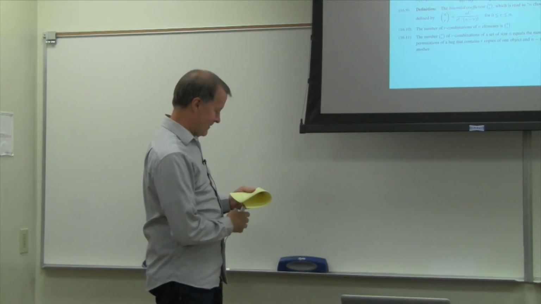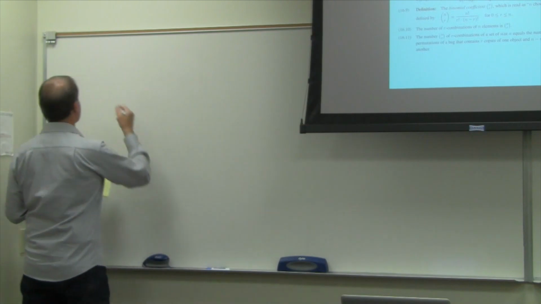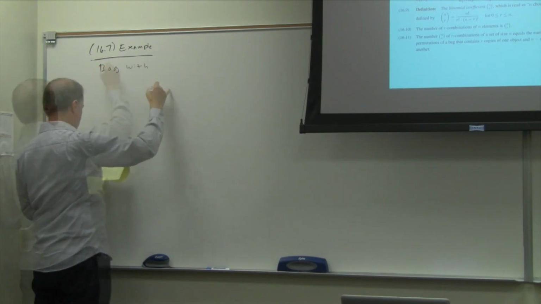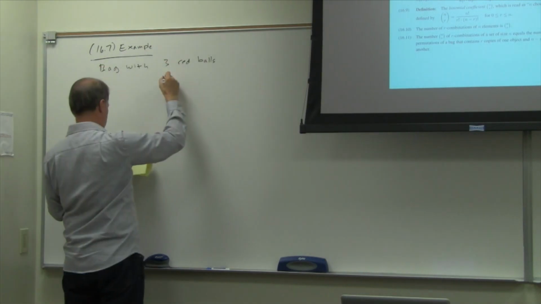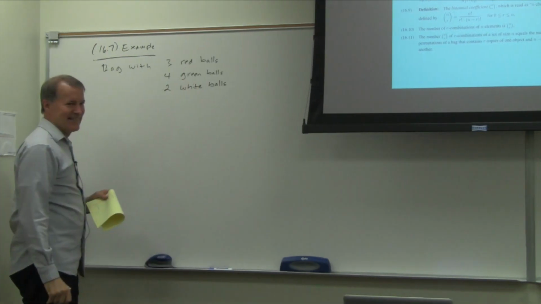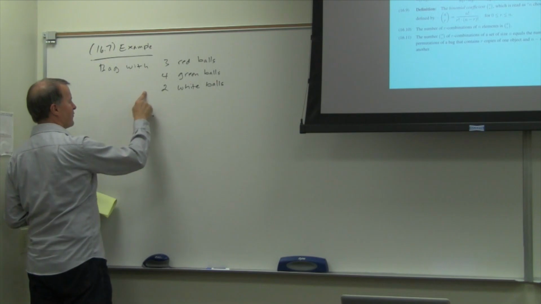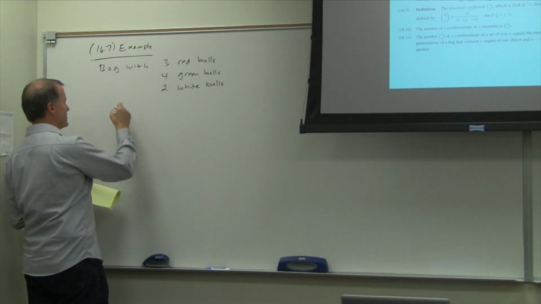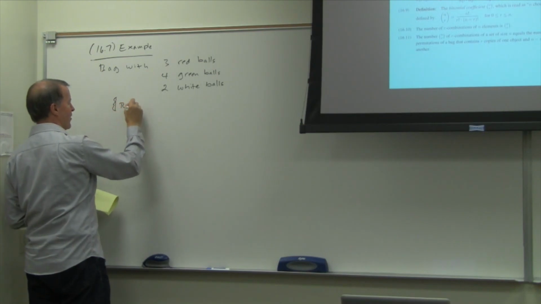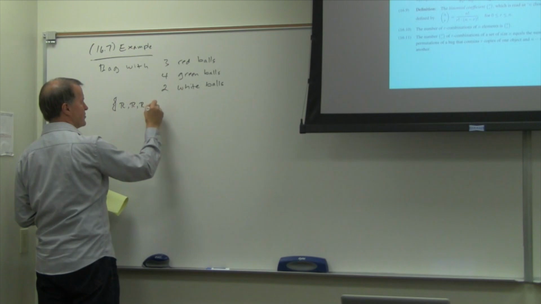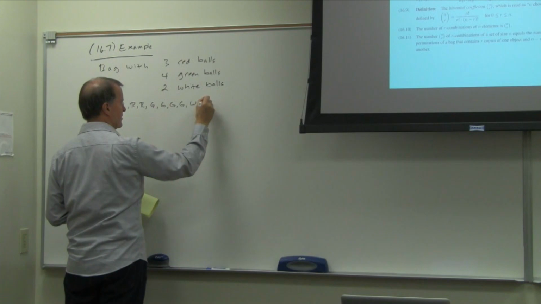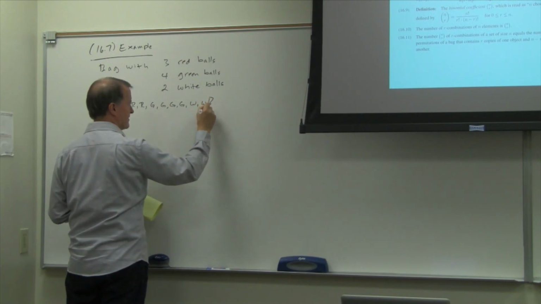I don't remember. Okay, so let's do an example of 16.7. Suppose we have a bag with 3 red balls, 4 green balls, and 2 white balls. So you can imagine this. If we were using our bag notation from last time, it would be R, R, R, G, G, G, G, W, W.